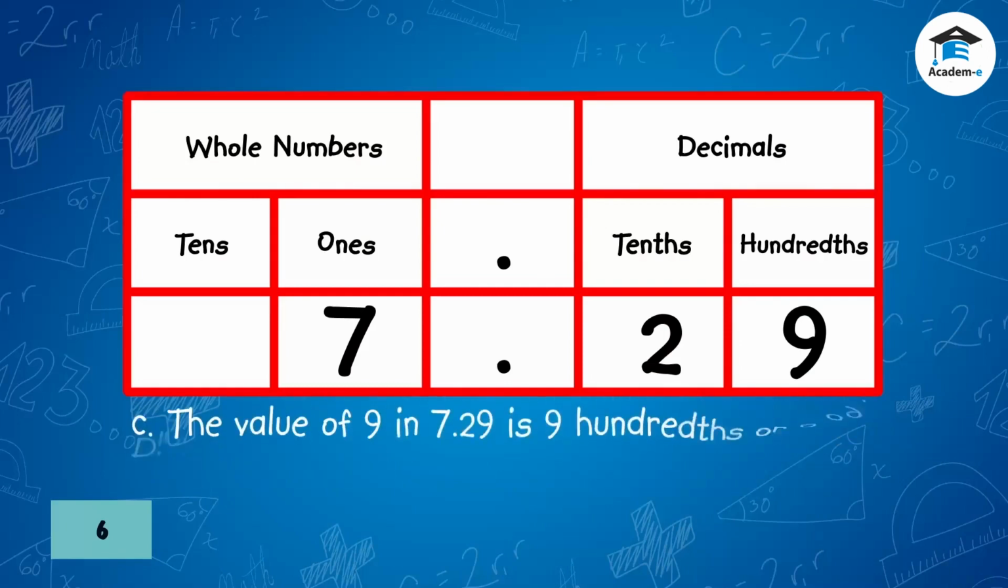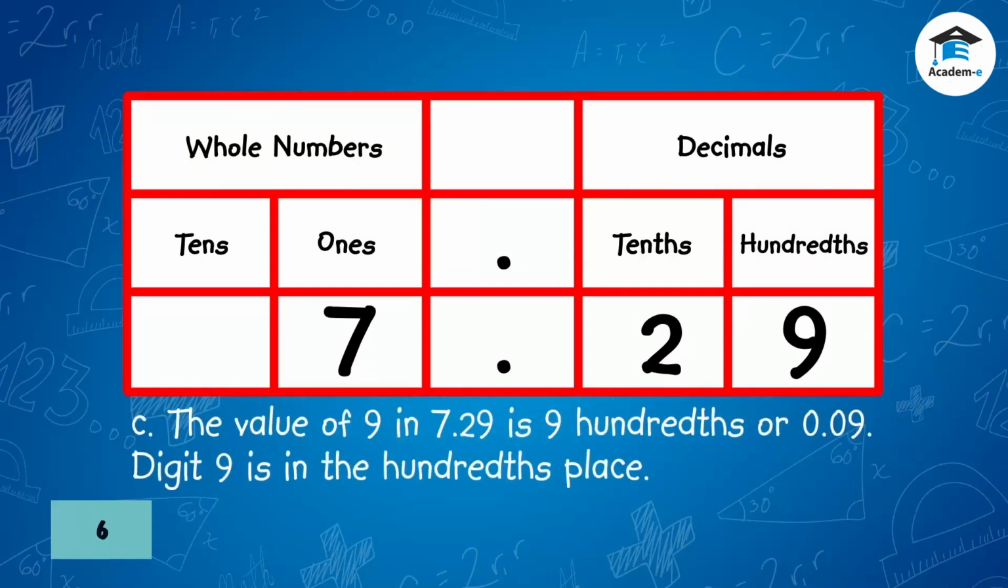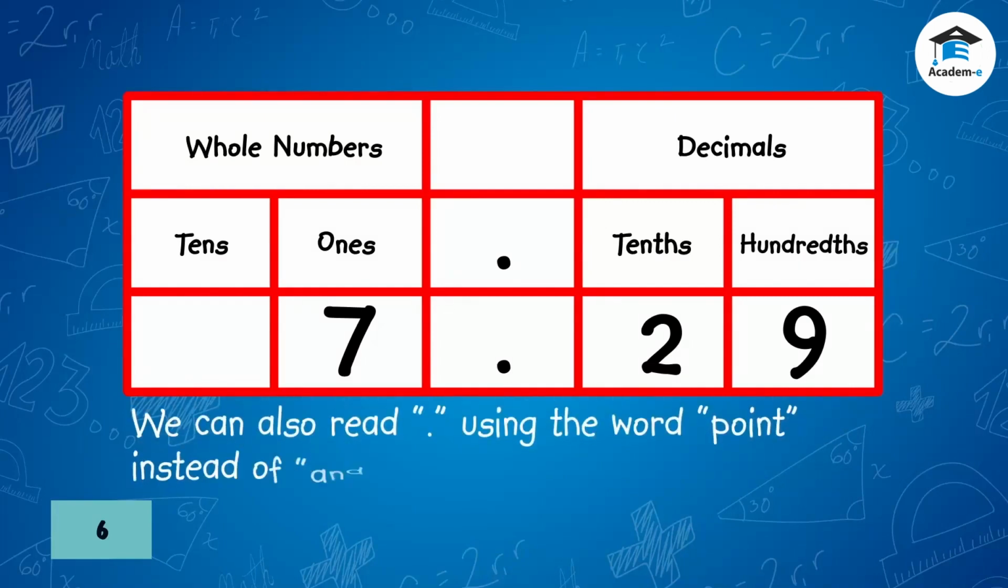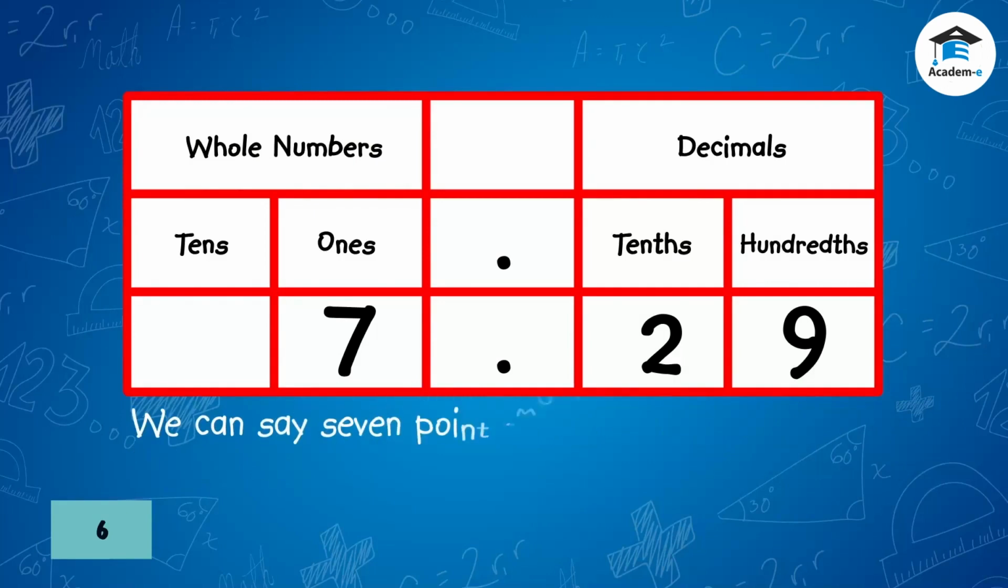The value of 9 is 9 hundredths or 0.09. The digit 9 is in the hundredths place. So, we read this number as 7 and 29 hundredths. To represent the period, we can also use the word point instead of and. We can say 7.29.